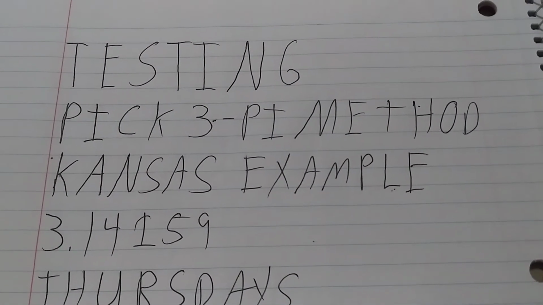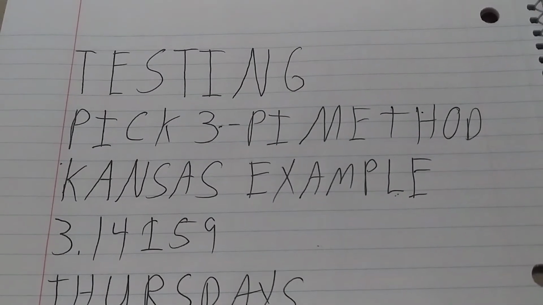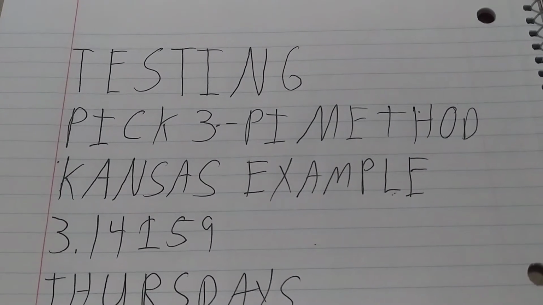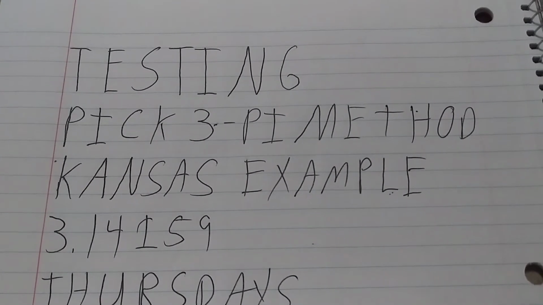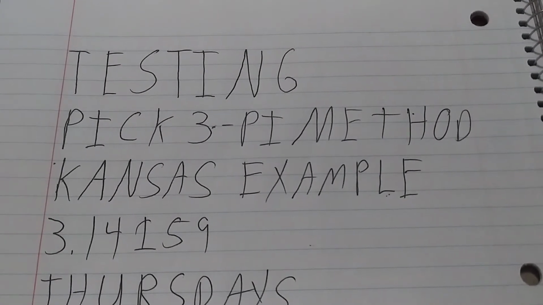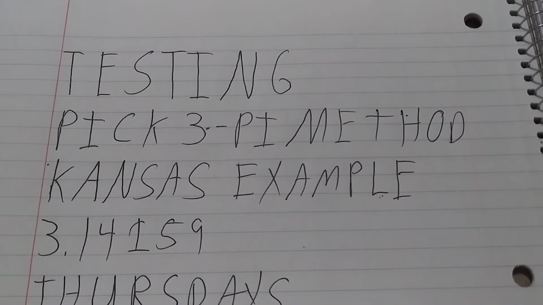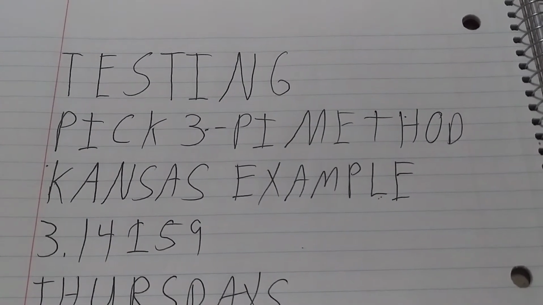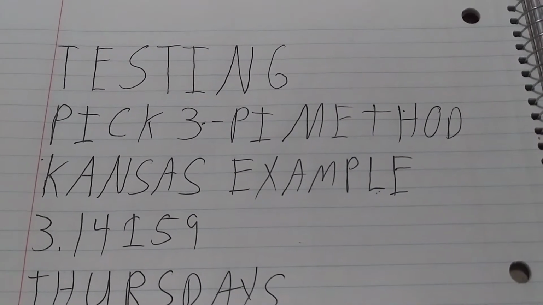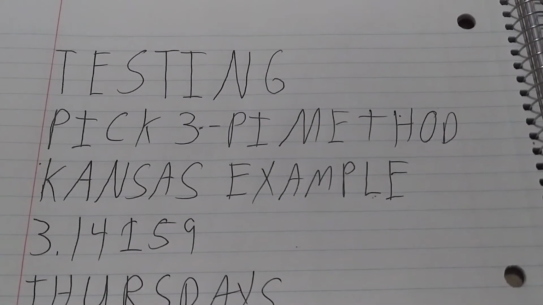Hi Kansas, this video is for your testing Pick 3 Pi method video. In this video, what I do is I take the number 3.14159 or pi, and then I add it and subtract it from numbers that have already hit to see if we can figure out what numbers are going to be hitting in the next 7 days, potentially.